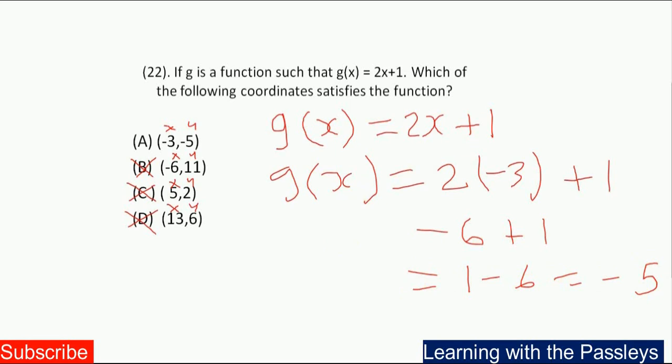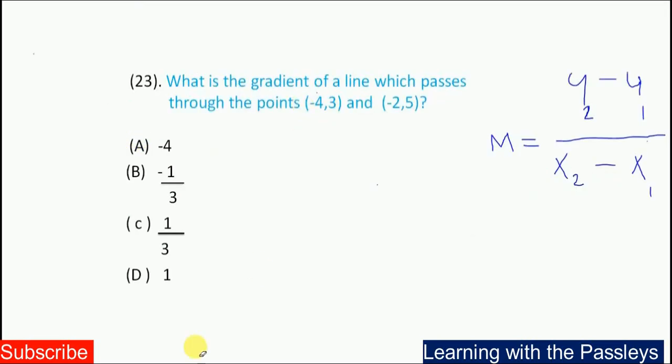So now if you check the numbers in A, you realize that you have a negative 3 and a negative 5. Therefore, the coordinates which satisfy the function is A. This is our answer. A is the correct answer. This is how you work out a problem like this.